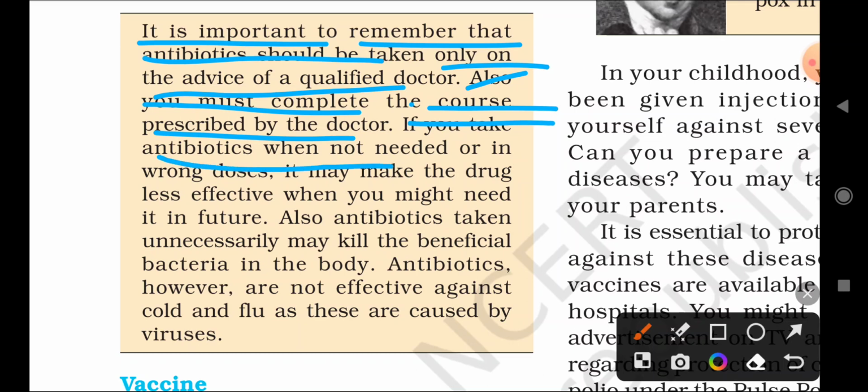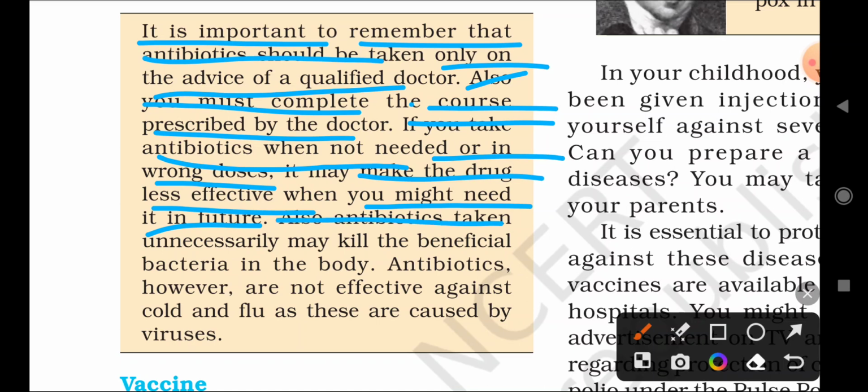If you take antibiotics when not needed or in a wrong dose, it may make the drug less effective when you might need it in the future. If the doctor has not prescribed antibiotics and you take less or more, it will not work when your body actually needs it. In the future, when the body needs the antibiotics, it does not respond accurately, because the body already took them when they were not needed. This kind of complication occurs when we take antibiotics without a doctor's prescription.